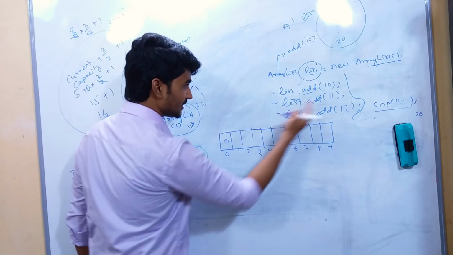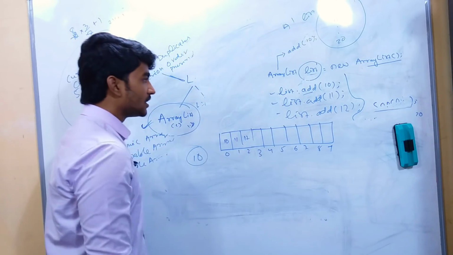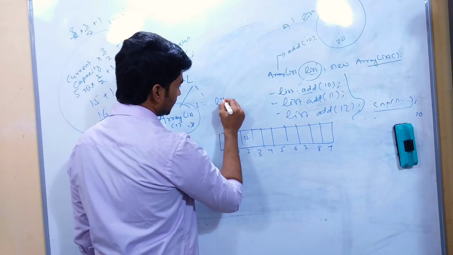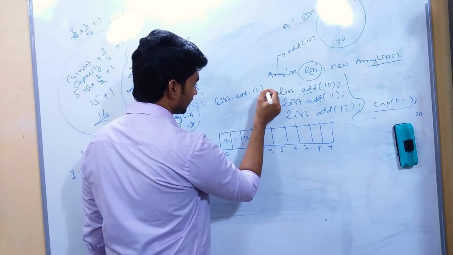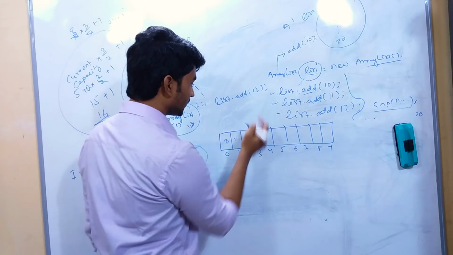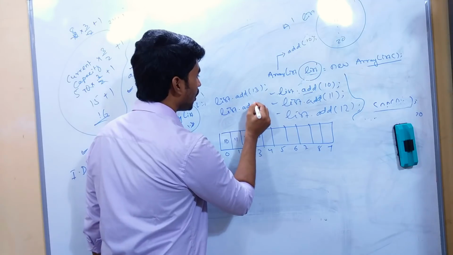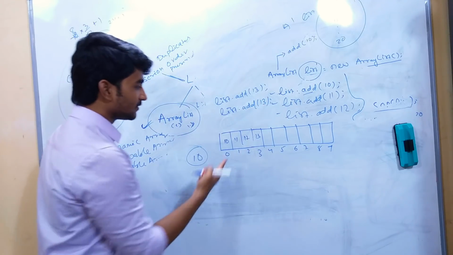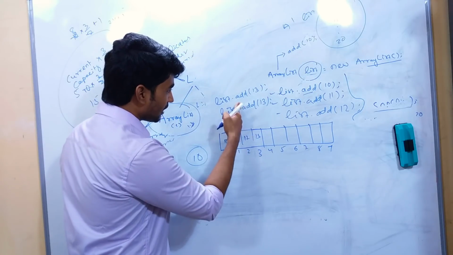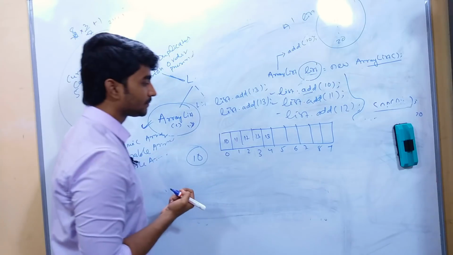I'm inserting 11, 11 comes here. I'm inserting 12, 12 comes here. Now I want to insert list.add of 13, and obviously 13 comes here. Now I want to add list.add of 13 again. What is going to happen? 13 is already present here, and you are inserting 13 again, so 13 will again come here.